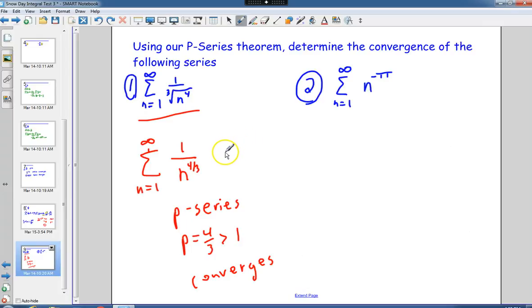Hopefully you can see from this that this is a very quick and easy process to determine the convergence of a p-series. So tomorrow when you come in, Master Tam will perhaps do an example or two with you guys with the p-series, and then you'll continue to look at more series and how we can determine whether they converge or diverge.